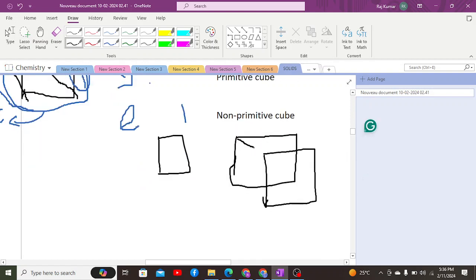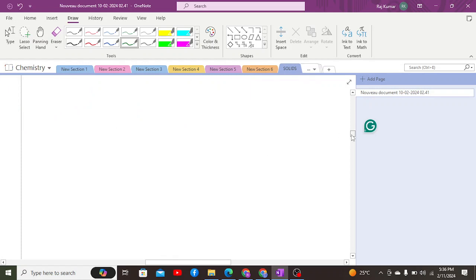Now when we are going to draw that crystalline shape, all right, so this is a rough diagram, and here now a primitive cube is the one which is only having its atom located at the edges as well as the faces. The cube which is only having its atom located at the edges is known as the primitive cube, and the faces.